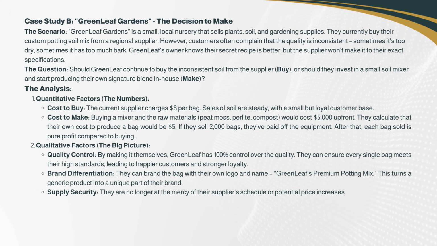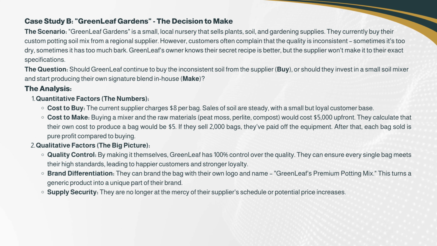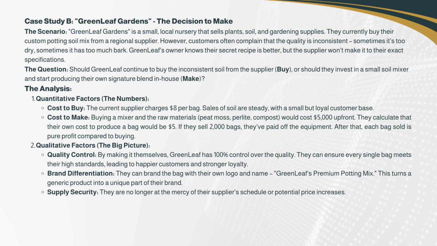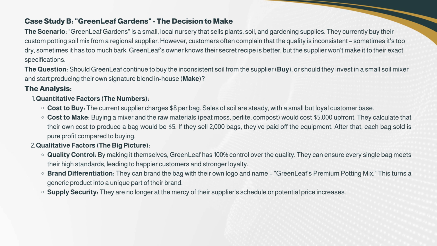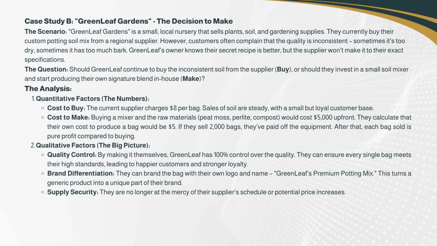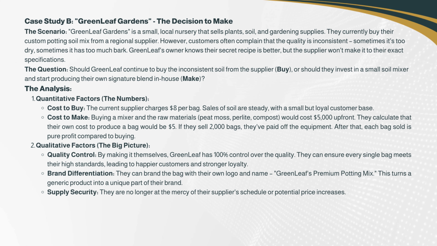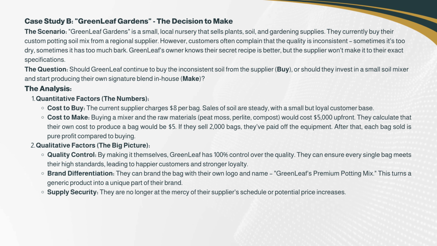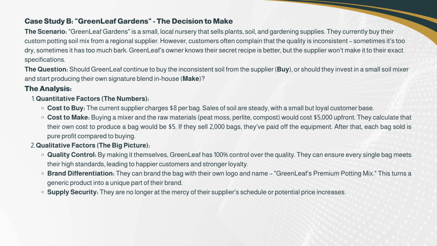Qualitative factors, the big picture, quality control. By making it themselves, Greenleaf has 100% control over the quality. They can ensure every single bag meets their high standards, leading to happier customers and stronger loyalty. Brand differentiation. They can brand the bag with their own logo and name, Greenleaf's premium potting mix. This turns a generic product into a unique part of their brand. Supply security. They are no longer at the mercy of their supplier's schedule or potential price increases.